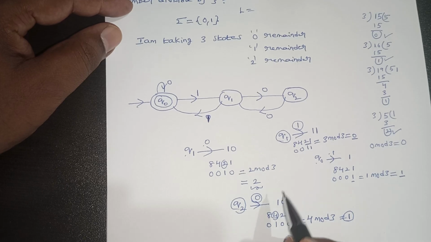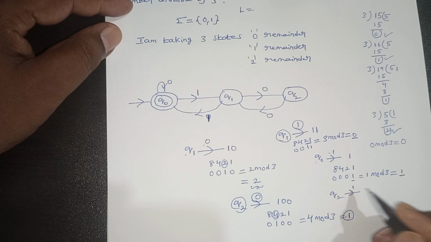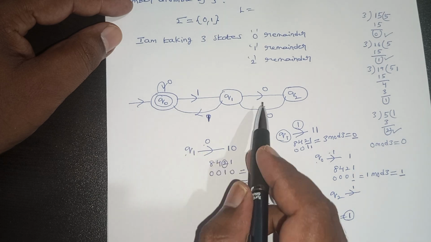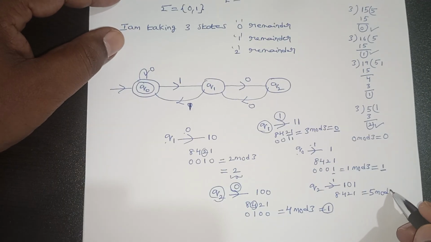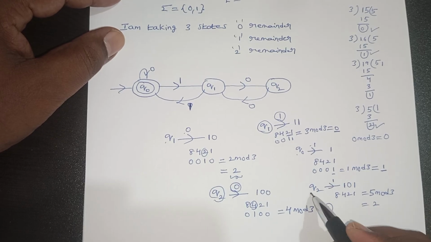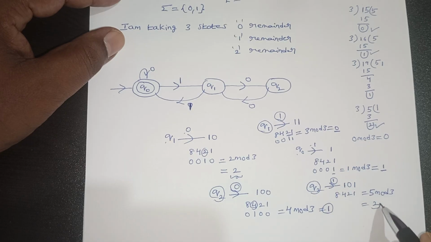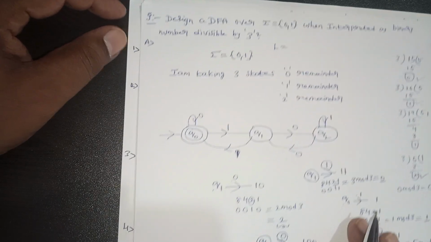Now what about Q2 on 1? First write the path 1 0, then you take 1. 8, 4, 2, 1. What is 4 plus 1? It is equal to 5. 5 mod 3. So 3 ones are 3, remainder 2. It means Q2 on 1, I am going to Q2. Now you update it like this. So this is the DFA.